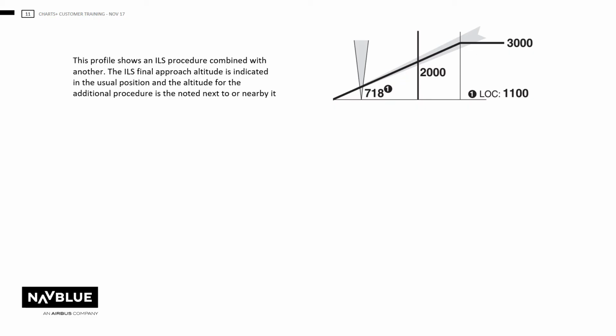The ILS final approach altitudes are to be indicated. The altitude figures for the other procedure to be indicated when it is different to the ILS altitude. This additional altitude figure to be placed as a note, preferably on the lower part of the profile.